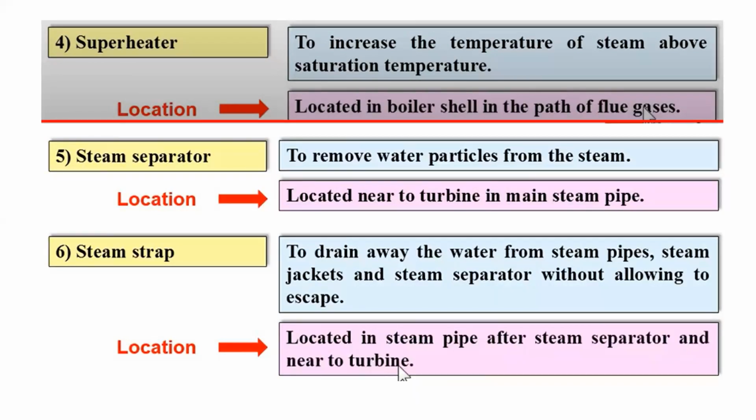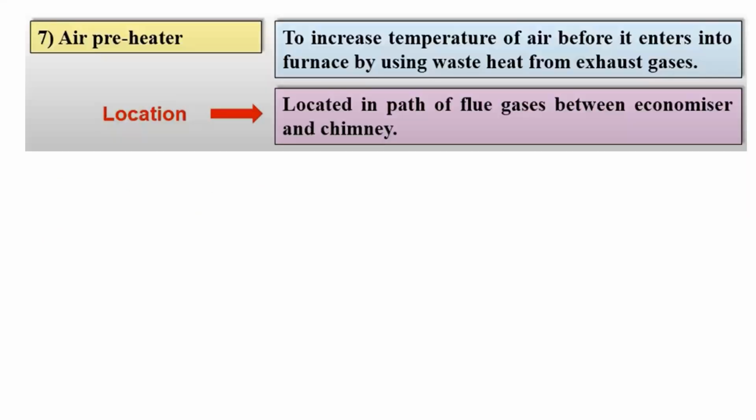Okay, and steam trap. After removing the water particles from the steam, the water gets down due to its high density. So to drain away the water from the steam pipes, steam jackets and steam separator without allowing steam to escape, the steam trap is located in the steam pipe after the steam separator and near the turbine. Okay, and air preheater, to increase the temperature of the air before it enters the furnace by using waste heat from exhaust gases. It is located in the path of flue gases between economizer and chimney. So chimney means it is the final outlet of the exhaust gases.